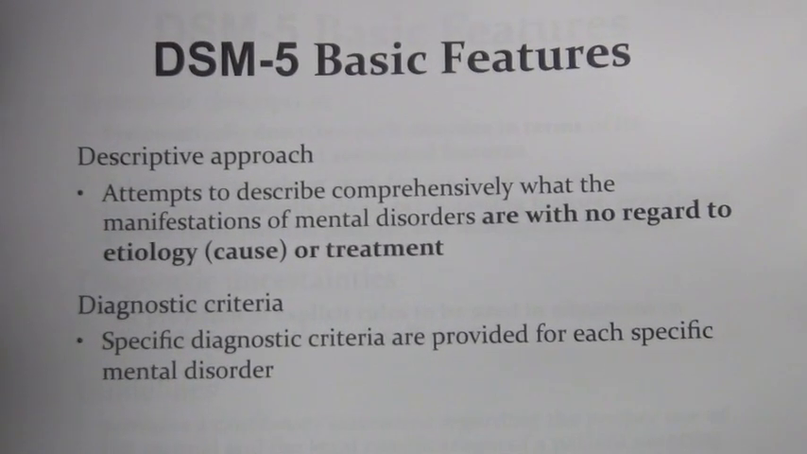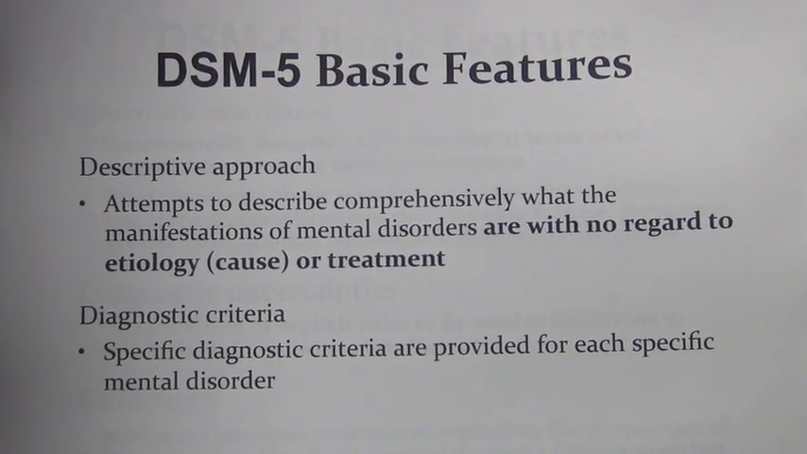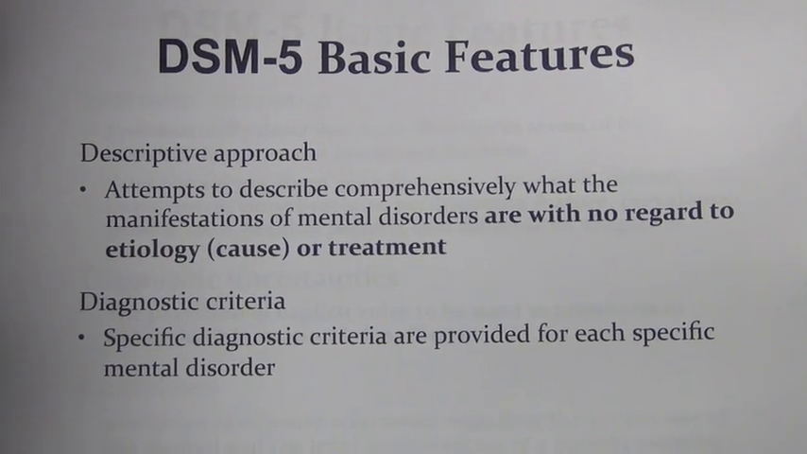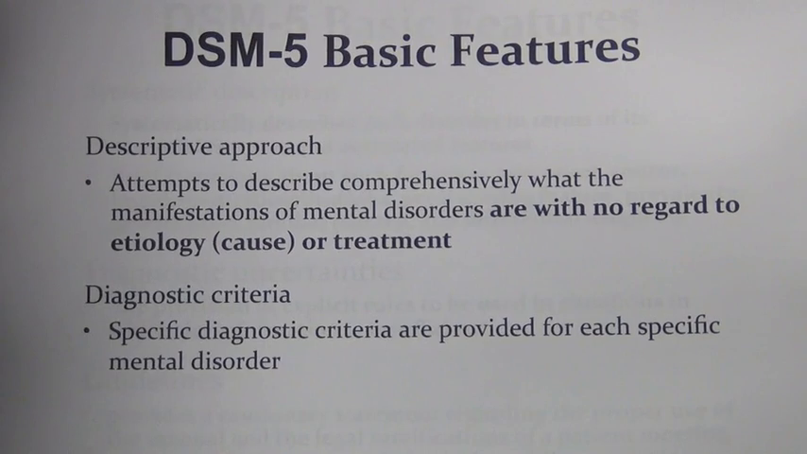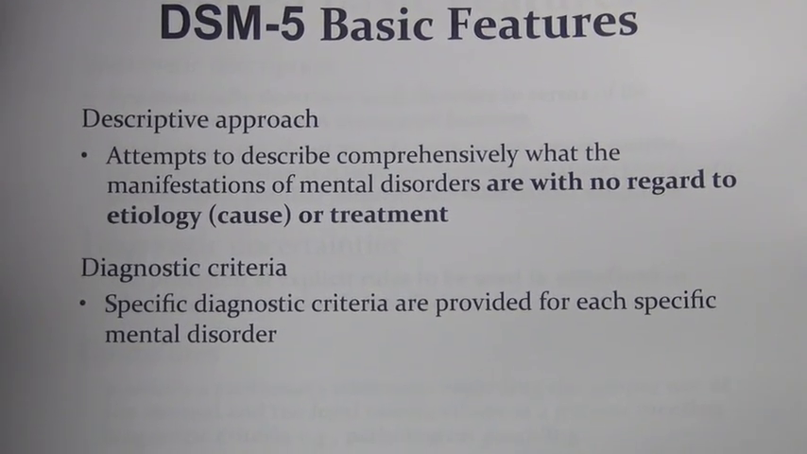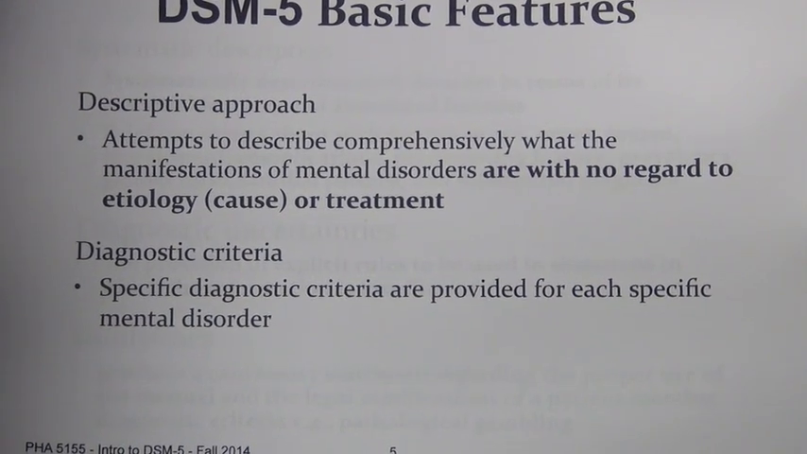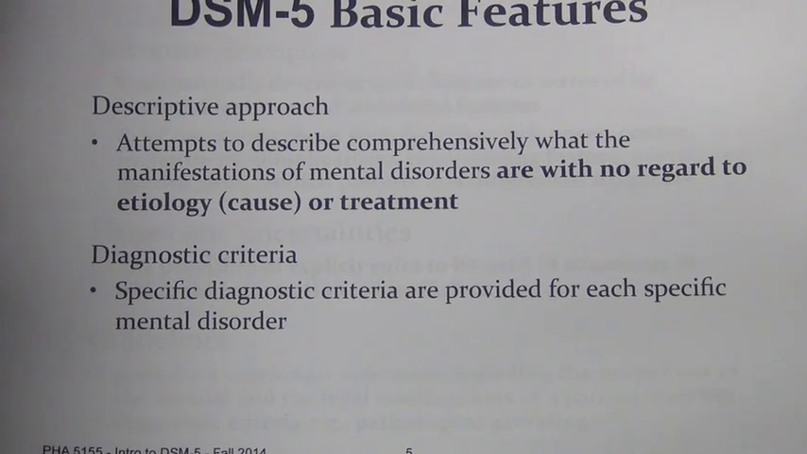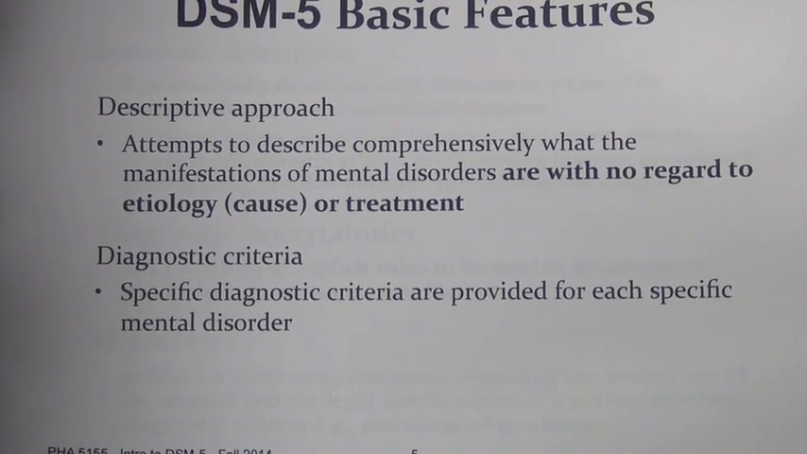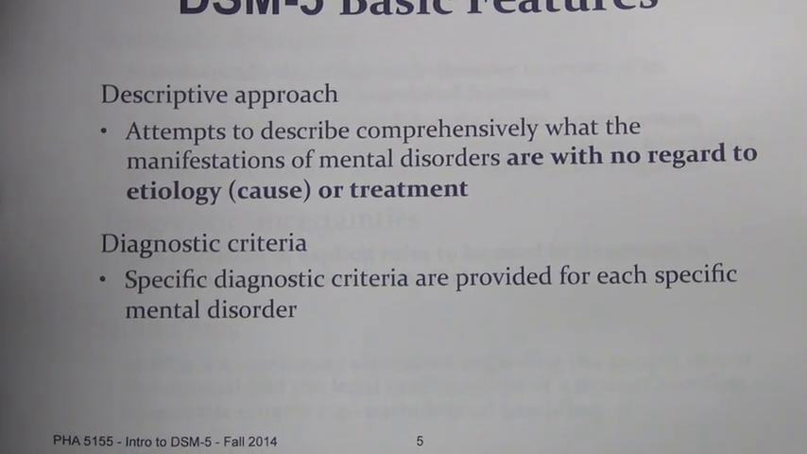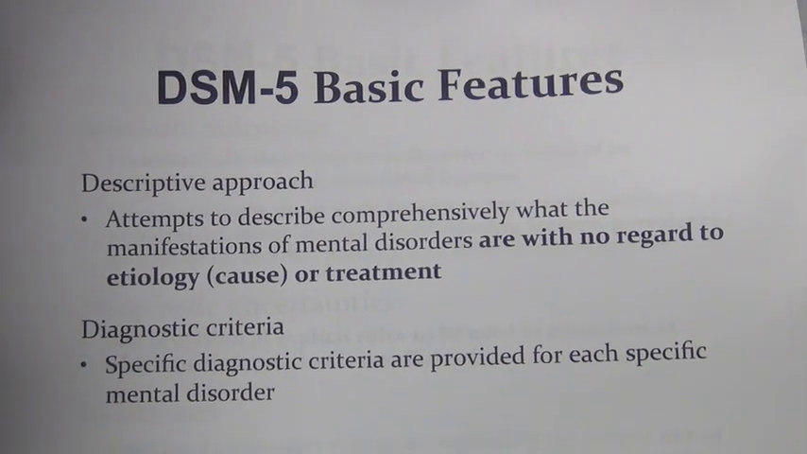So what are the basic features? Well, it has a descriptive approach. It attempts to describe comprehensively what the manifestations of the mental disorders are with no regard to cause or treatment. It just describes them. And it provides diagnostic criteria in those descriptions. It sort of gives you a checklist, and it says, well, here are the things that you might have if you have primary depression. If you have 4 or 5 of these, then you might have primary depression. It's kind of a checklist approach. Those are the basic features.